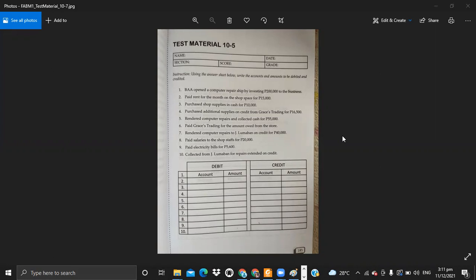Yan, so same groupings pa din nung last time, though hindi nyo nakasama yung gas. Siyempre, wala naman silang FABM1. Okay, wala nang question.